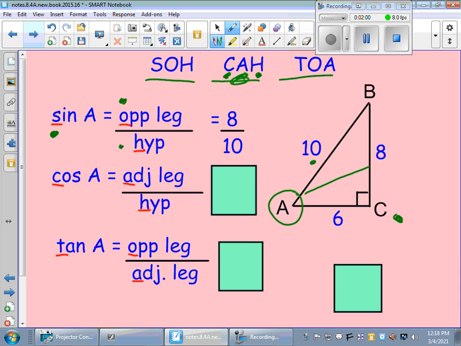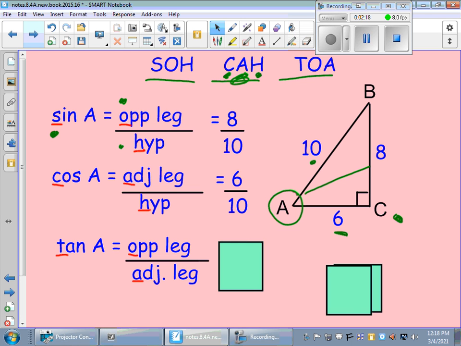So the same angle, we're working with the angle. What are the sides in relation to that angle? The adjacent leg is the one that is not opposite and is not the hypotenuse. So the only option that leaves us with is 6. And then obviously the hypotenuse is the same as it was in the last one. That is 6 over 10.